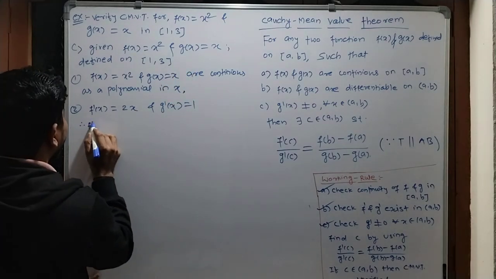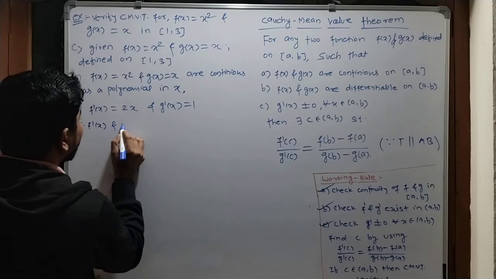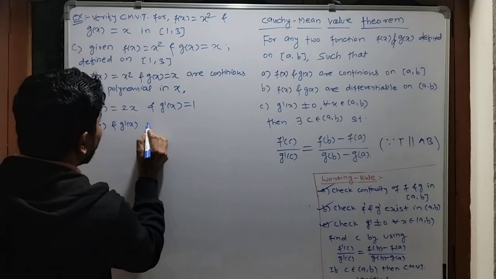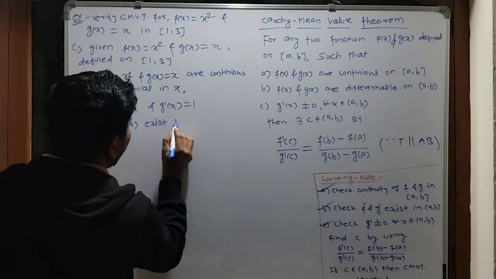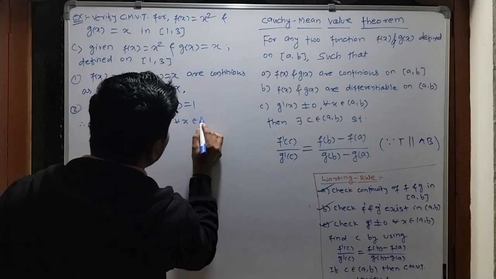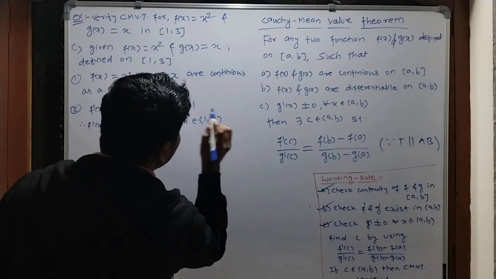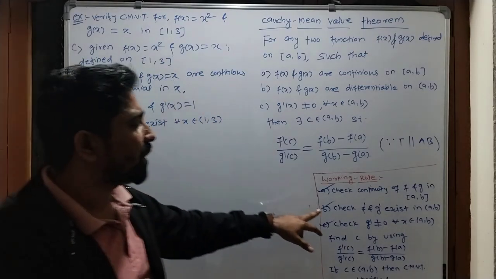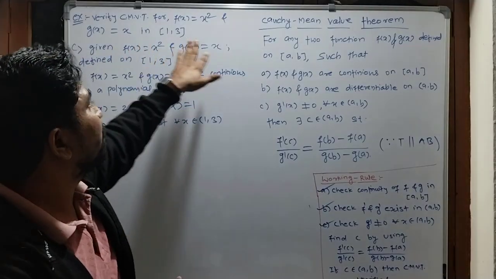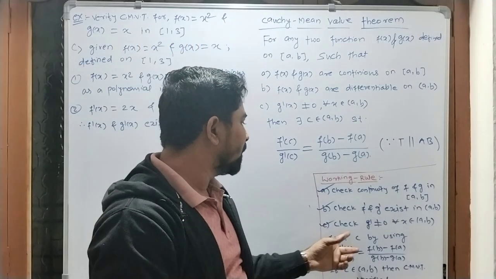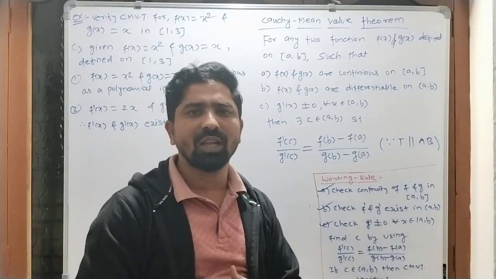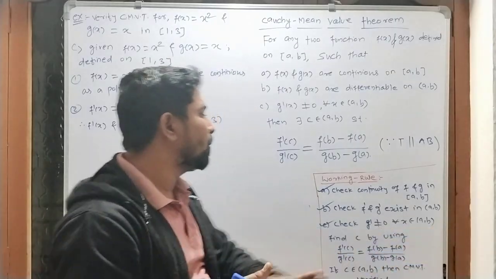Therefore f'(x) and g'(x) exist for all x belongs to the open interval 1 to 3. So here the second condition is also satisfied by the given functions f and g. Now check whether g'(x) is not 0 for all x belongs to the open interval 1 to 3 or not.